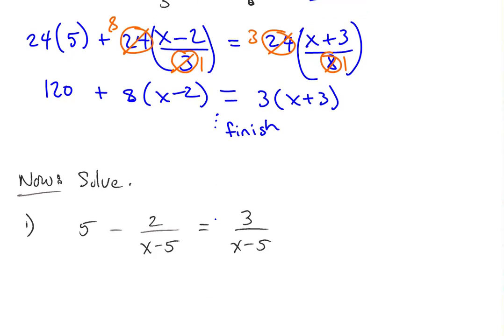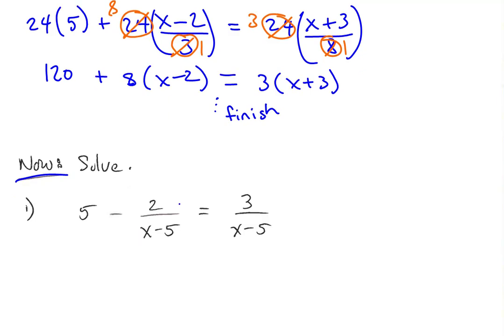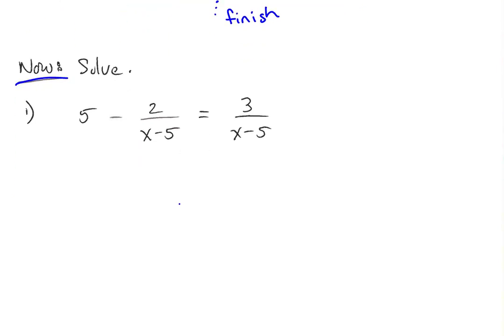Now, what we're going to do is maybe borrow from what we just did, but then extend it a little bit more. So we're going to solve an equation, but this time the equation looks as follows. It's 5 minus a fractional term where it's 2 in the numerator and x minus 5 in the denominator, equals another fractional term on the other side where 3 is in the numerator and x minus 5 is in the denominator there as well.